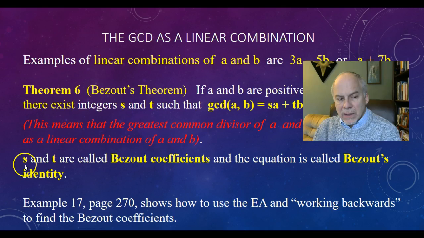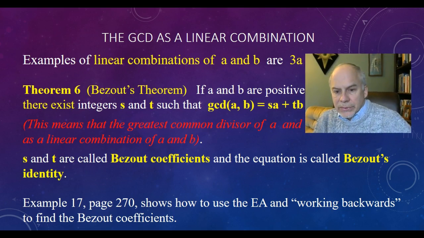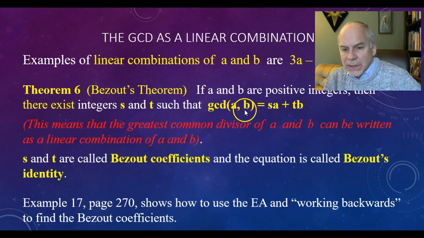Now these coefficients are called Bezout coefficients, and the equation is called Bezout's identity. All right. So this equation, that gcd of a and b is equal to sa plus tb, where s and t are two integers, has that name of Bezout's identity.